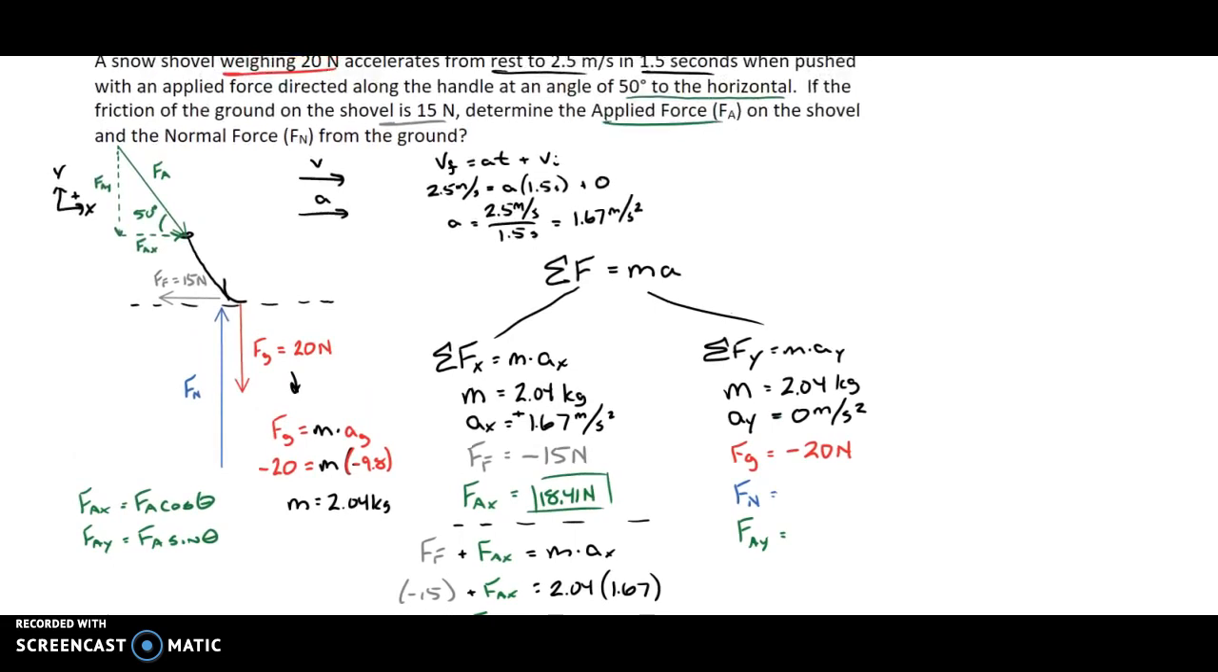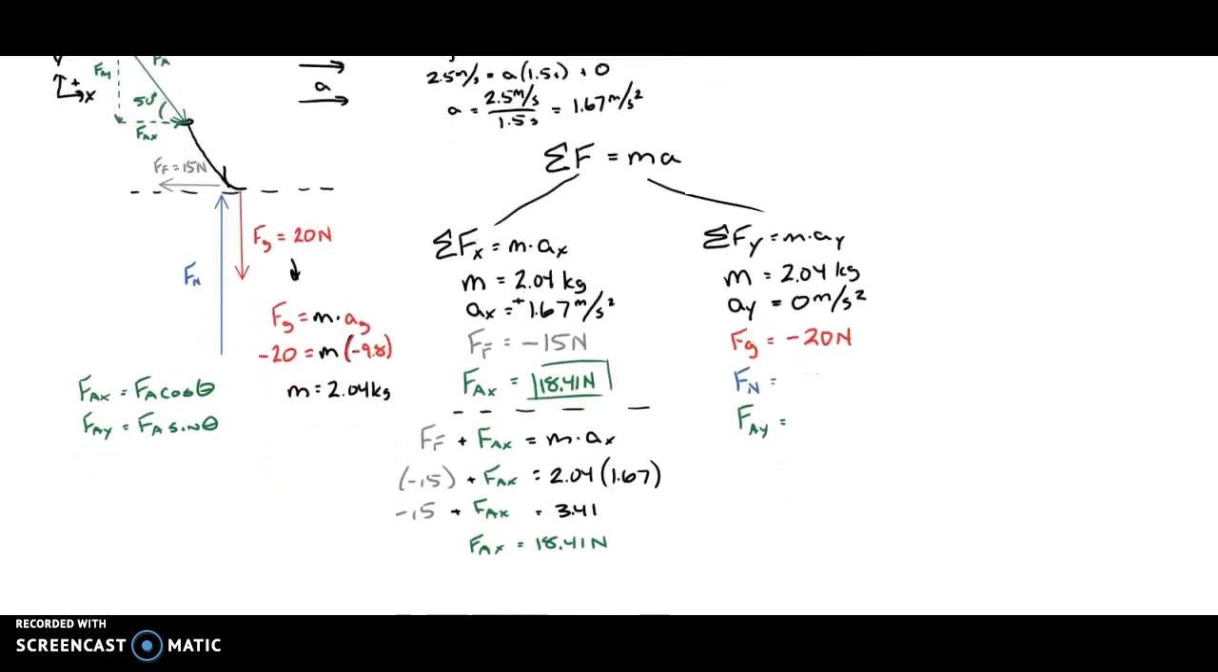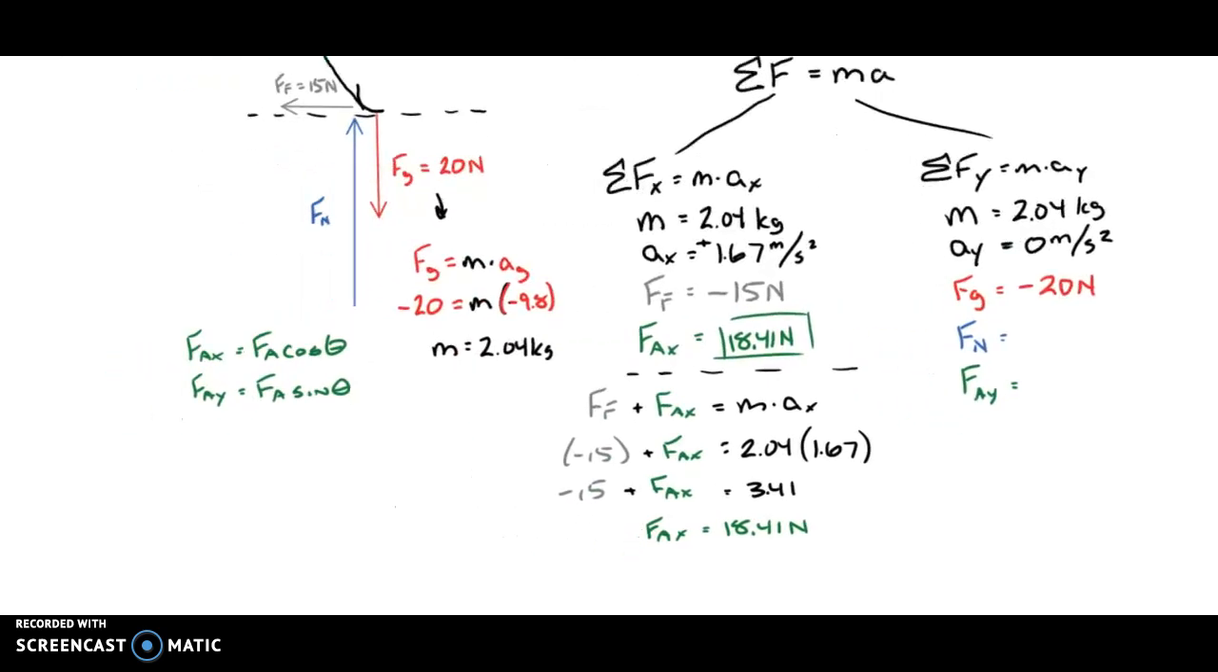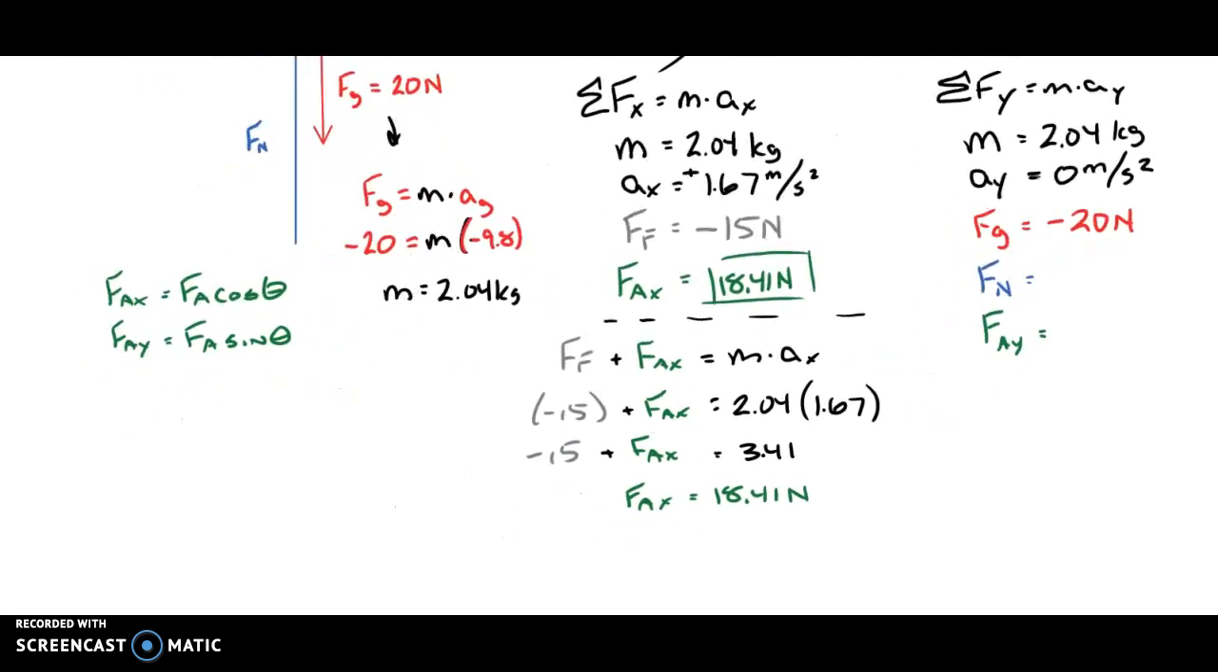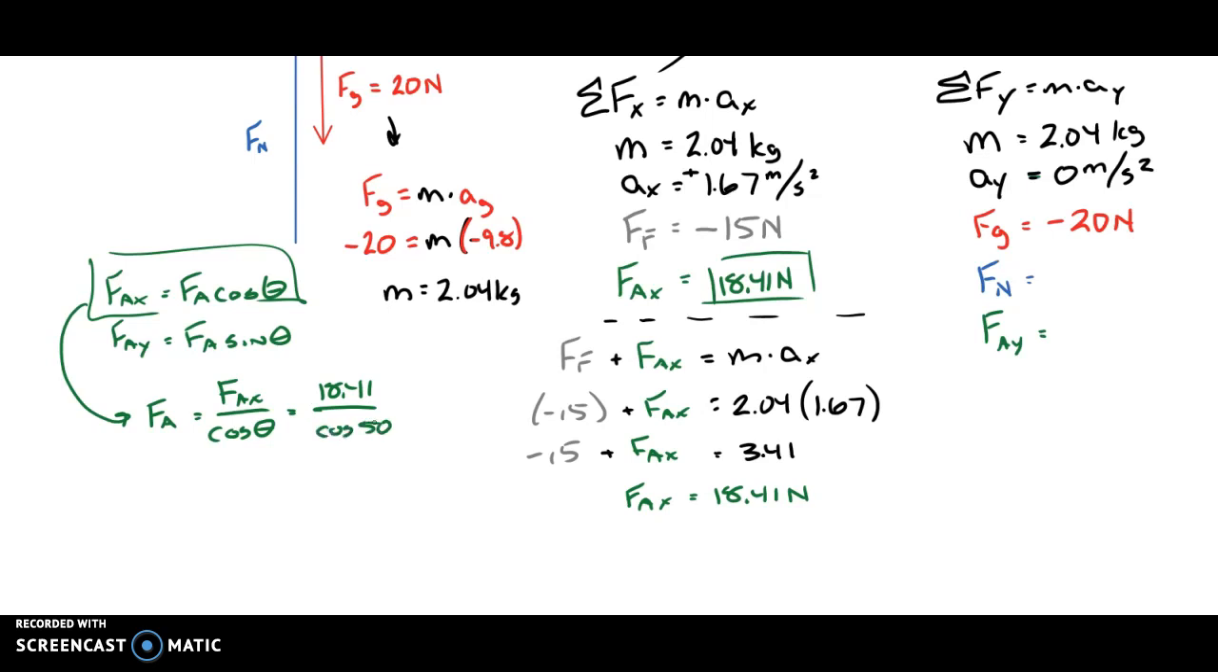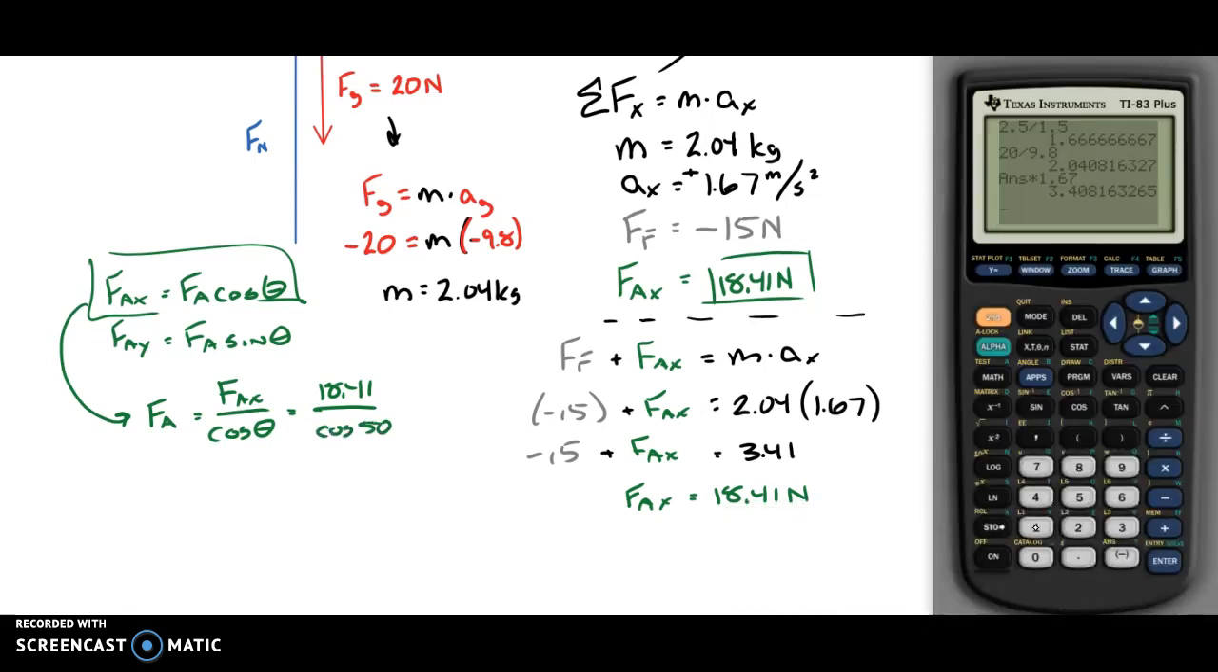Now the question asks for what the actual applied force is. Well, now if I look back at my trig, I actually know some information. I can take this piece and I can solve for the applied force. The applied force is going to be FA in the x over cosine of the angle. Well, I know those values. It's 18.41 over cosine of 50. 18.41 divided by cosine of 50 degrees. Make sure you're in degree mode, and I get a value of 28.64.